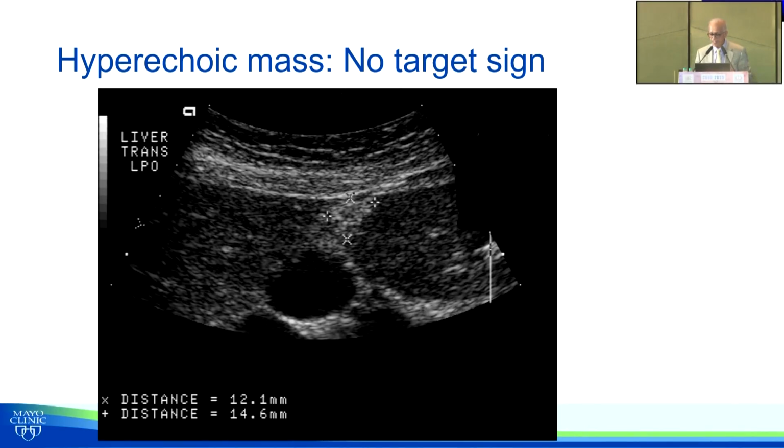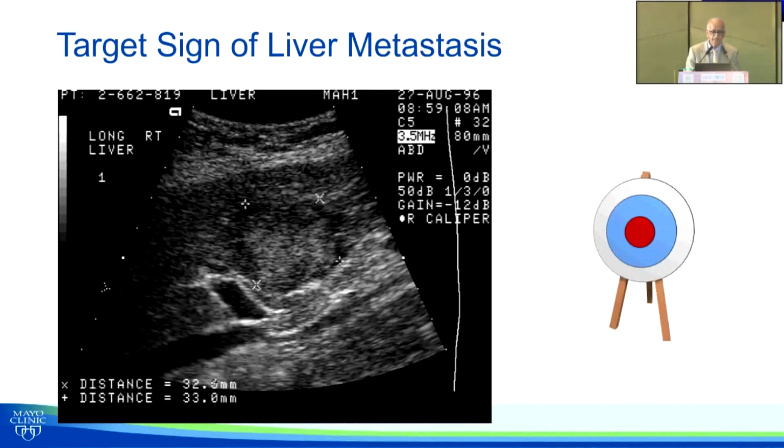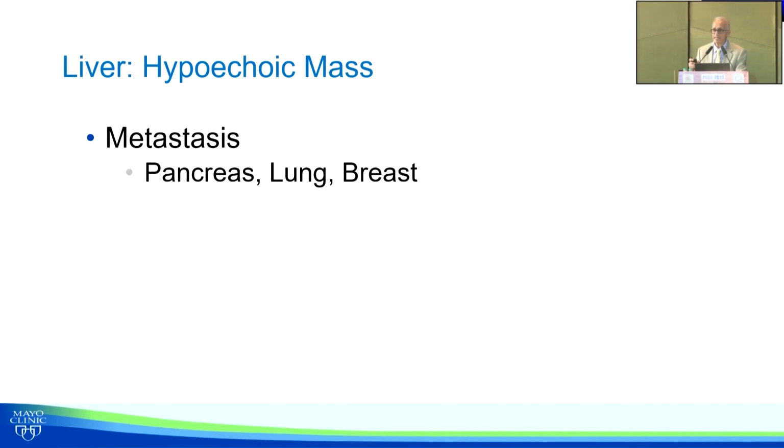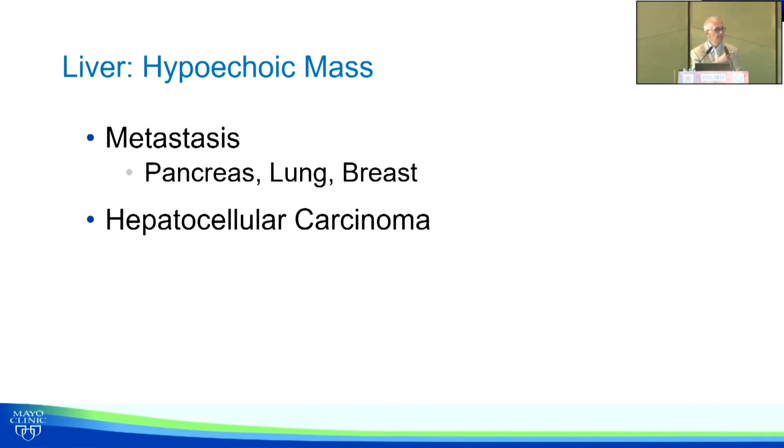So look at this again. This is hyperechoic, so you can see it as white, but this is hyperechoic with a target sign around that. If you look at this here, you can see that dark area, and that is the halo sign. So that is hyperechoic masses. Hypoechoic masses, remember, always be worried, always consider biopsy in these patients. They can be metastases, they can be hepatocellular cancer, which can be hypo or hyperechoic.